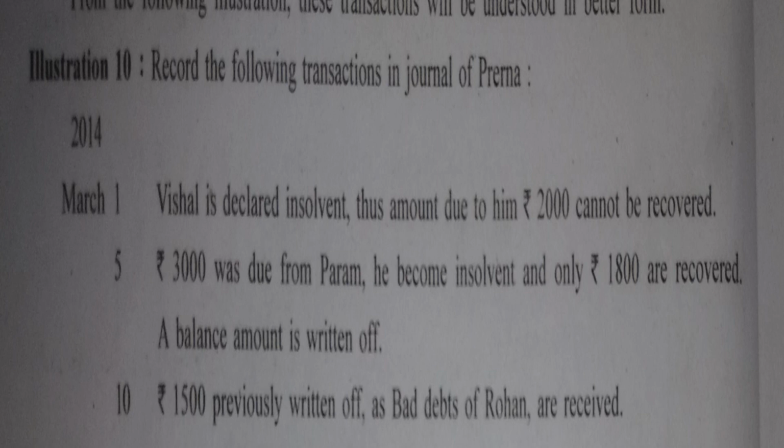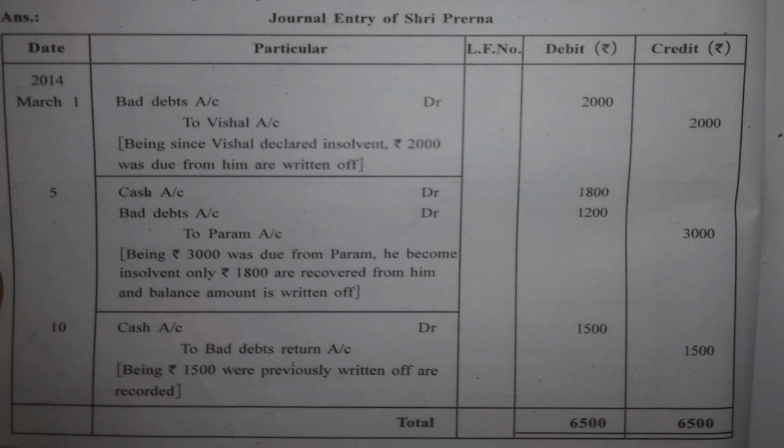What is the balance amount? 3000 minus 1800. Balance amount is 1200. 1800 will be received. Remaining 1200 will not be received. So 1800 cash comes in. Remaining 1200 is a loss, which cannot be recovered from Param. So bad debts account debit 1200 to Param account 3000. Param is the giver of 1800 rupees. Param is responsible for the bad debts that have taken place.